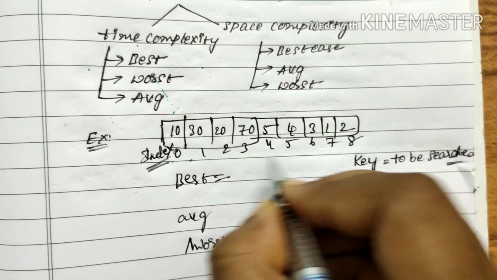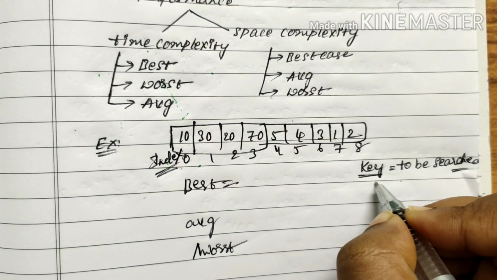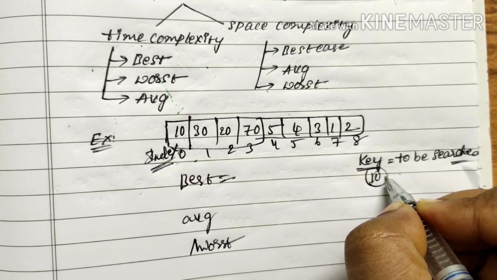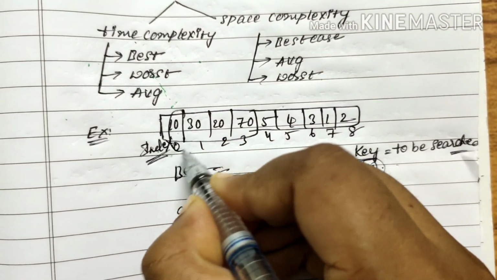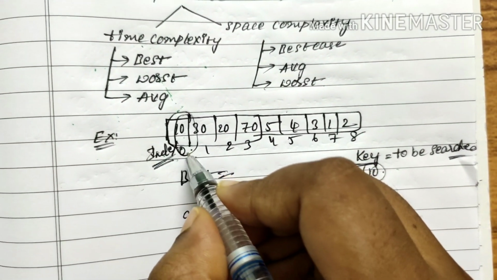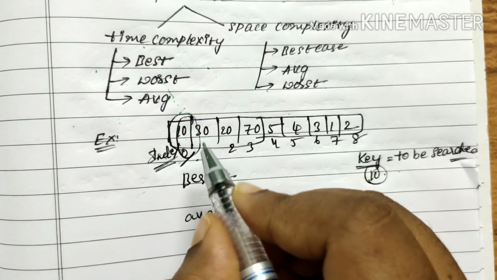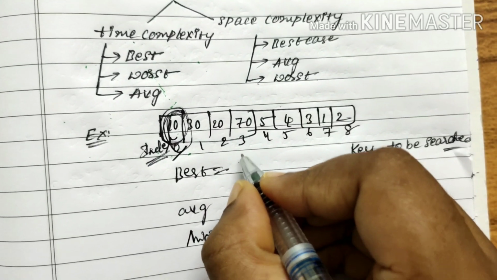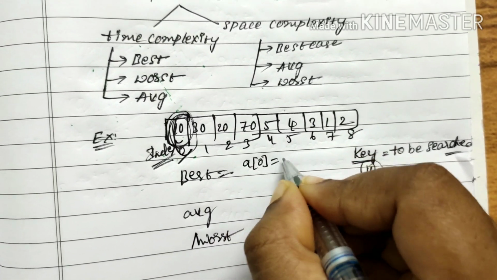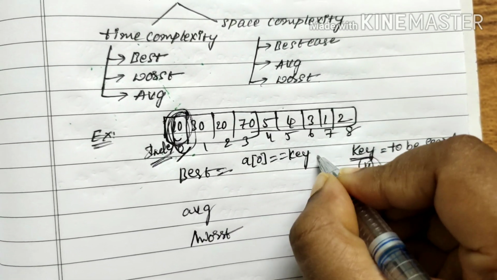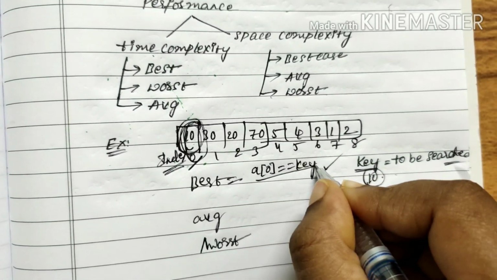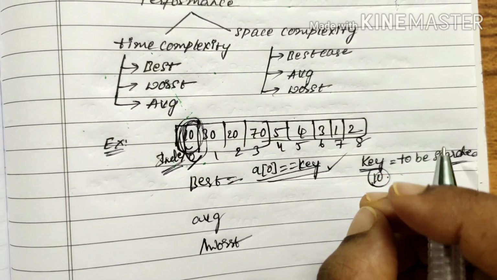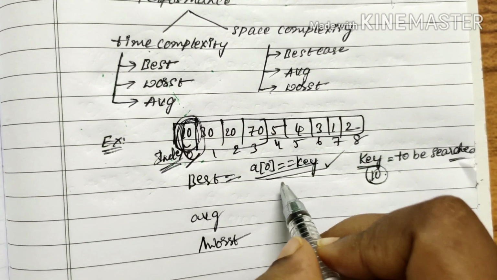Best case is when the key to be searched, say the value is taken as 10, for example, matches with the first element of the array. That means a of 0 double equals to key. This is satisfied. That's why it takes a few moments of time and a few moments of memory. That's why it is taken as the best case.